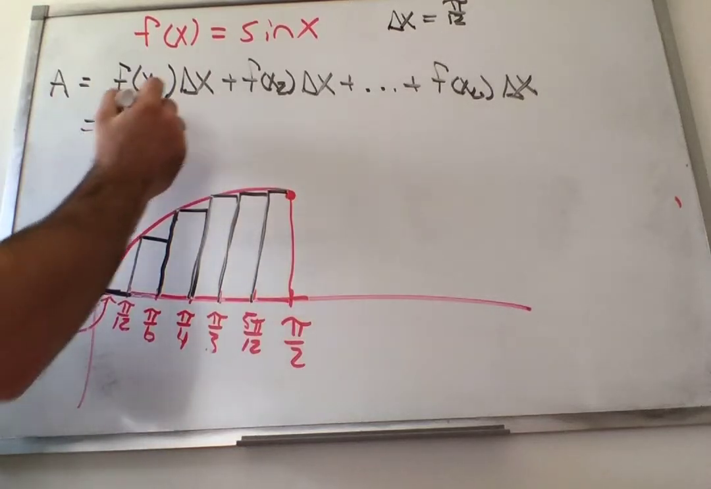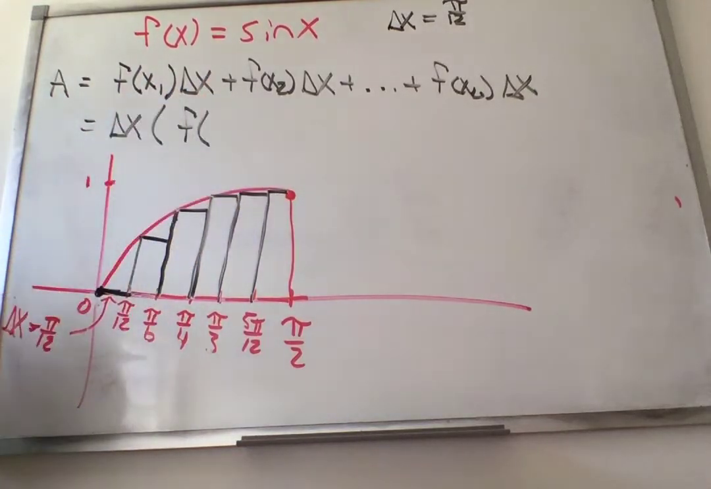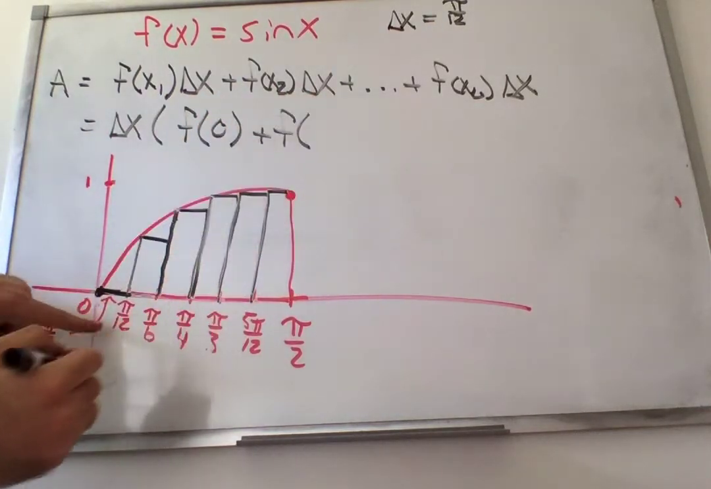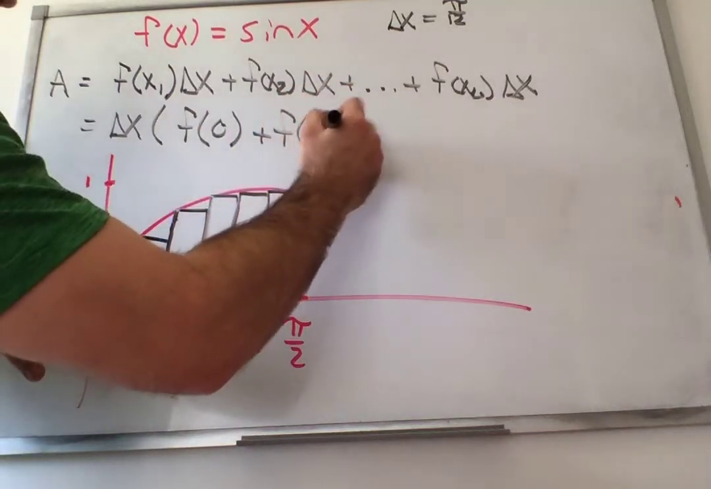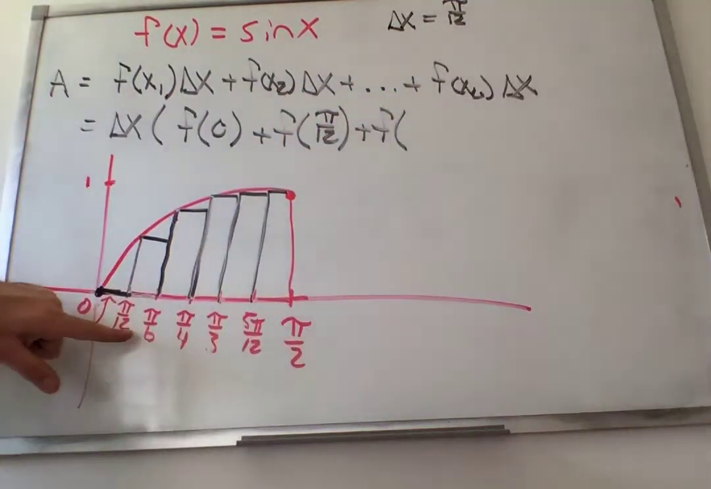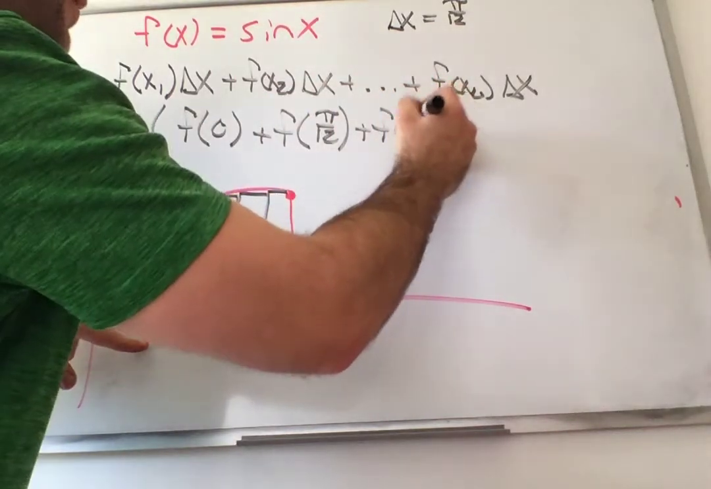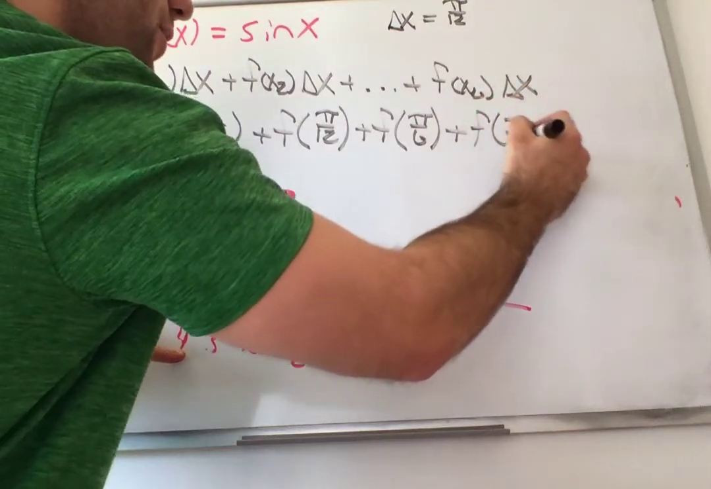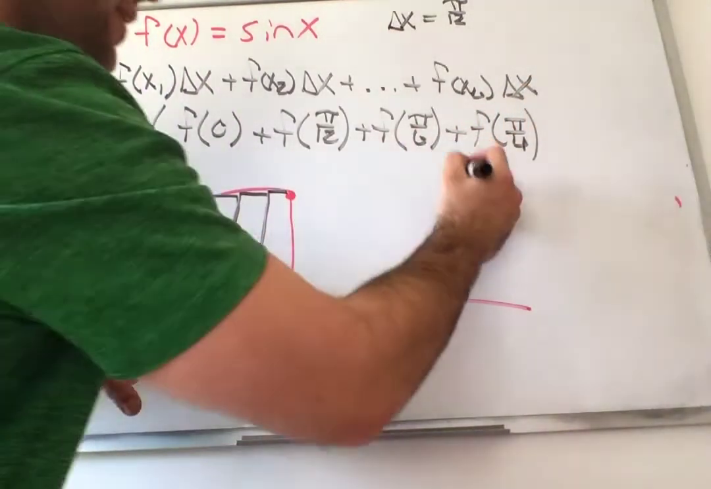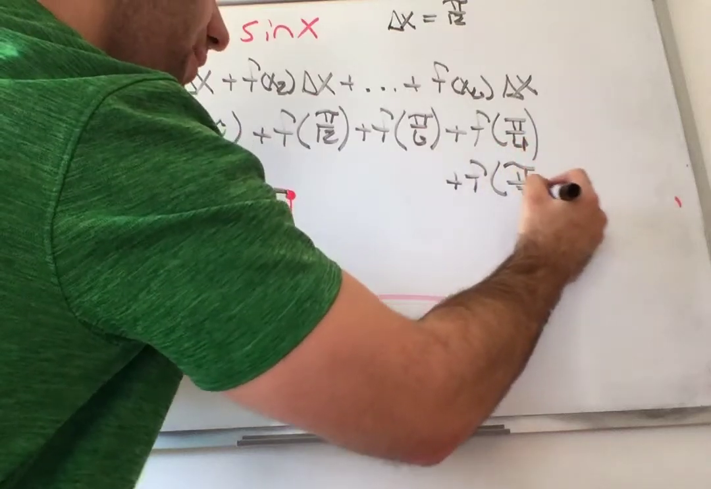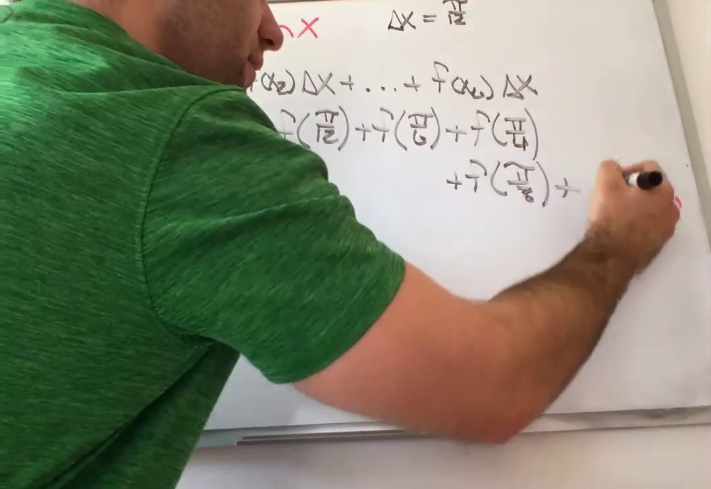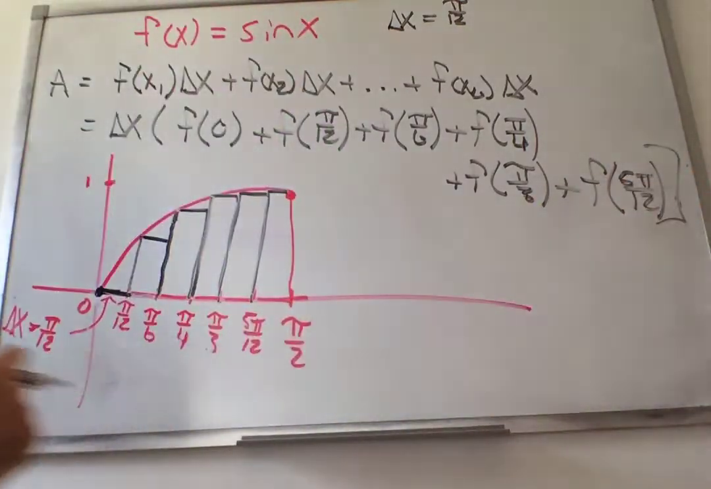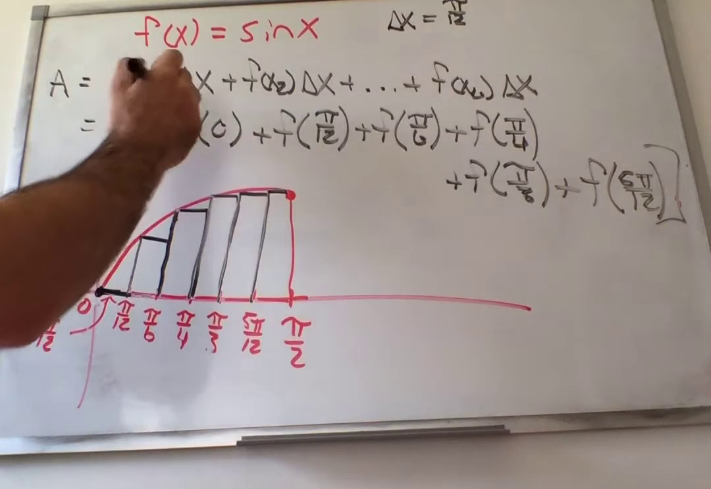So delta x times f of, well, my first left endpoint is 0, plus f of my second left endpoint, pi over 12, plus f of my third endpoint, pi over 6, plus f of my next endpoint, pi over 4. The next endpoint is plus f of pi over 3, plus the last endpoint, f of 5 pi over 12. Oh, I guess this should be a bracket.